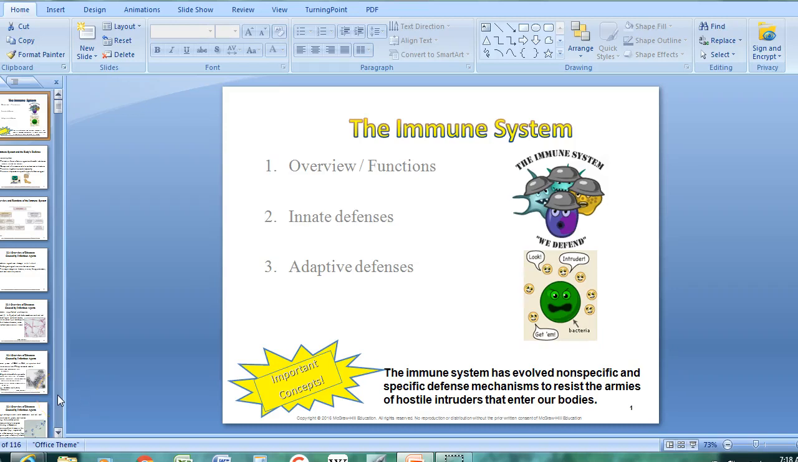Hello and welcome to our discussion on the immune system. We are in Anatomy and Physiology, the second half, and we're now discussing the immune system. In this segment, we're going to talk about some overviews and some functions. We're going to look at some innate defenses, and then later on down the road, we're going to talk about adaptive defenses. That's probably going to be in another segment.